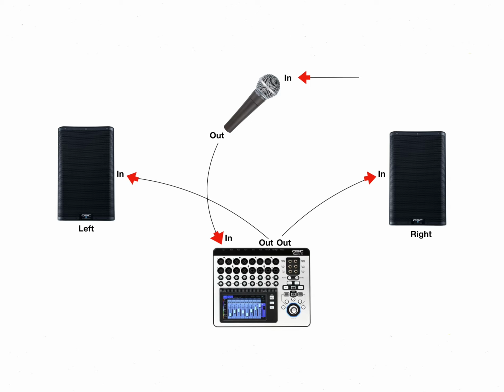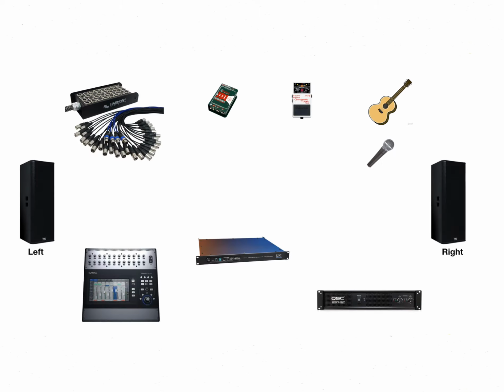Now these speakers are K10.2s by QSC, and they have amplifiers already inside the speaker. This is what powers the speaker. When the amplifier is built into the speaker, as they are in these K10.2s, it's called an active or powered speaker. Now let's take a look at a more complicated system setup.